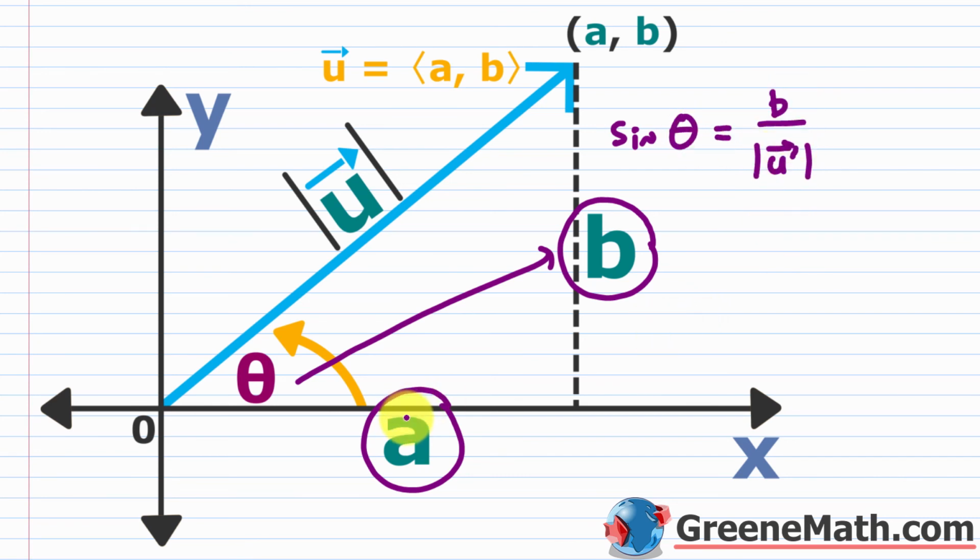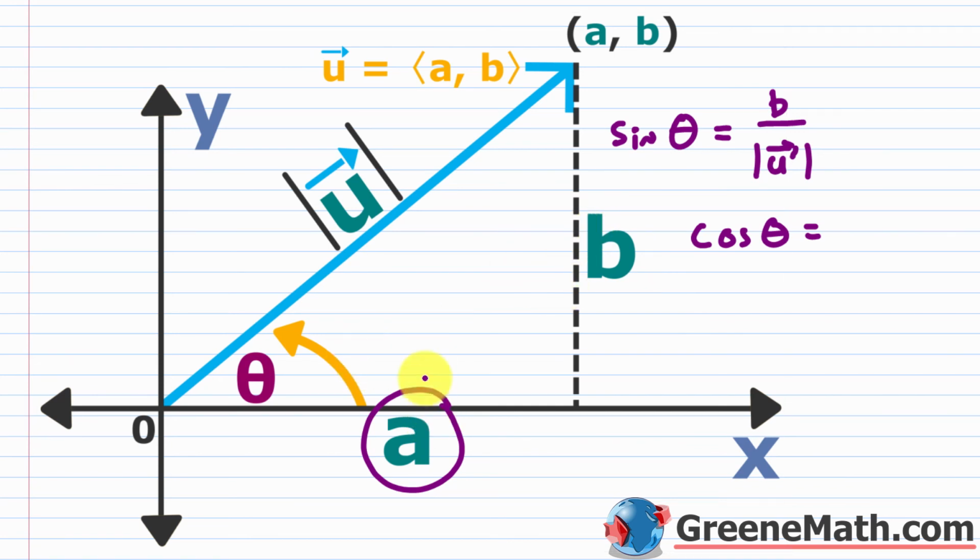Then also if I think about the cosine of theta, what is that? Well, that's now adjacent, so let me erase this. That's the adjacent over the hypotenuse. So this would be a over the magnitude of this u. So we can use these two. We'll just basically solve them for a and b, and then we'll plug in and we'll have our answers.